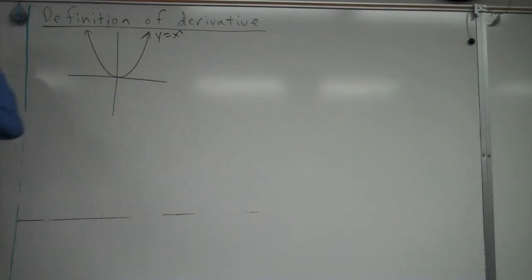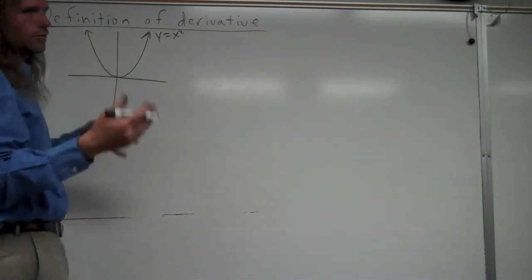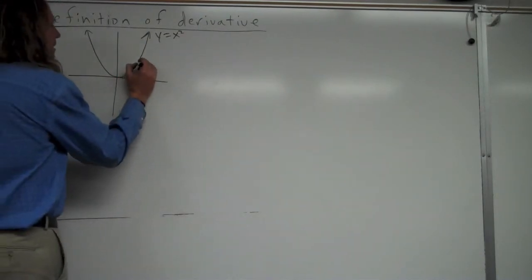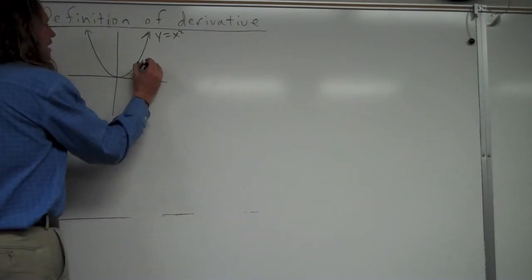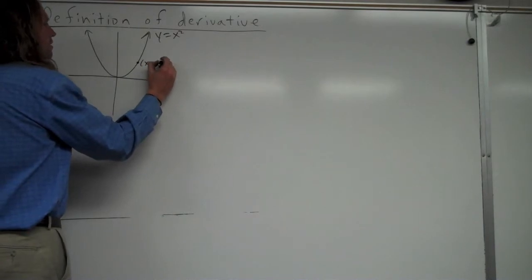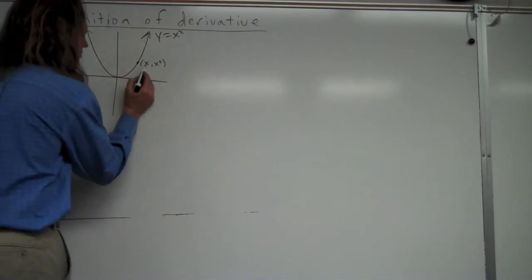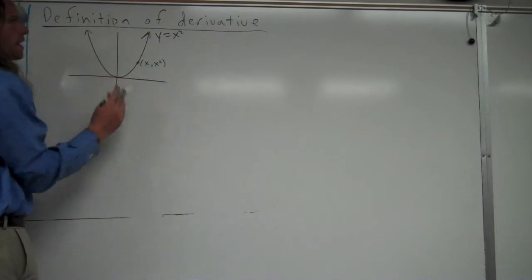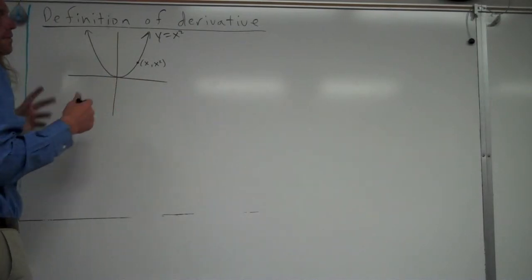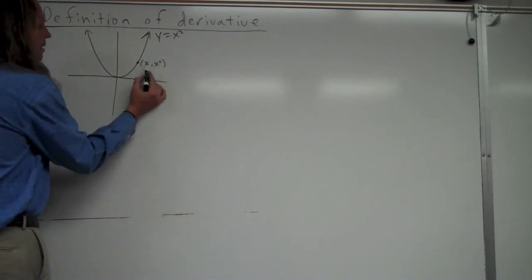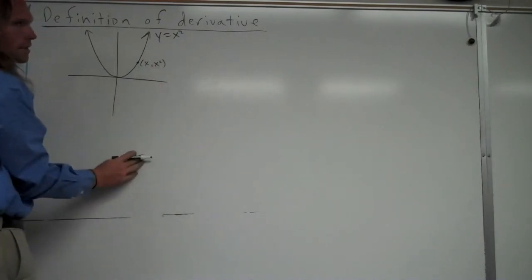Okay, kind of a general rule for the whole graph. So here's what I'm going to do. Instead of picking a specific point (2, 4) to find the slope at, I'm going to pick a general point, and I'll call it (x, x squared). So x is just any value. It could be any number. It could be negative 5, it could be 10, it could be whatever. And x squared I got by plugging x into my function.